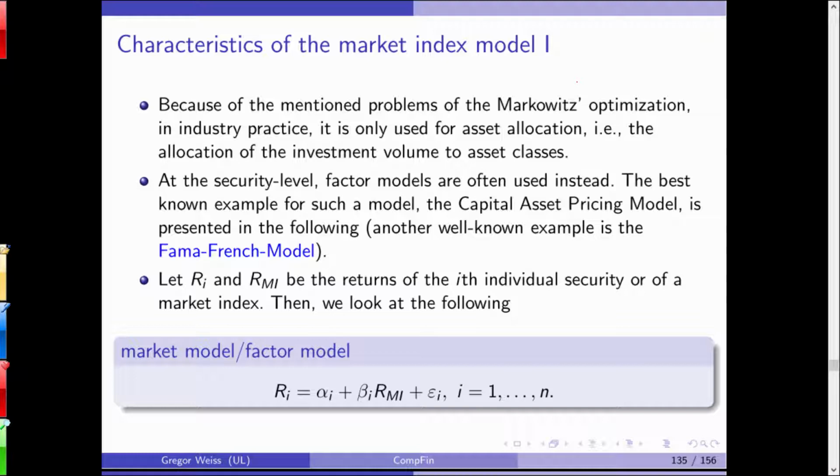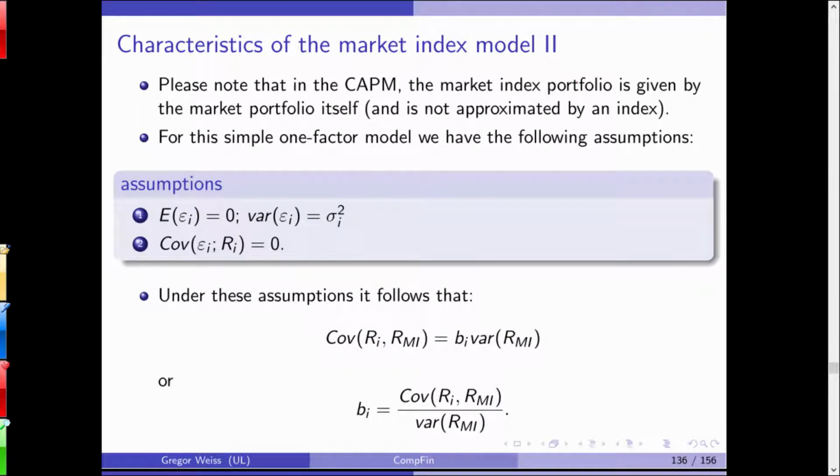We assume Ri and Rmi to be the returns of the ith individual security and the market index, and then we assume that the individual return Ri is given by an alpha factor plus a beta factor times the market return. And this very much looks like a regression equation, right? We try to explain the return on the ith individual stock by using the market return as an explanatory variable. So this is a factor model.